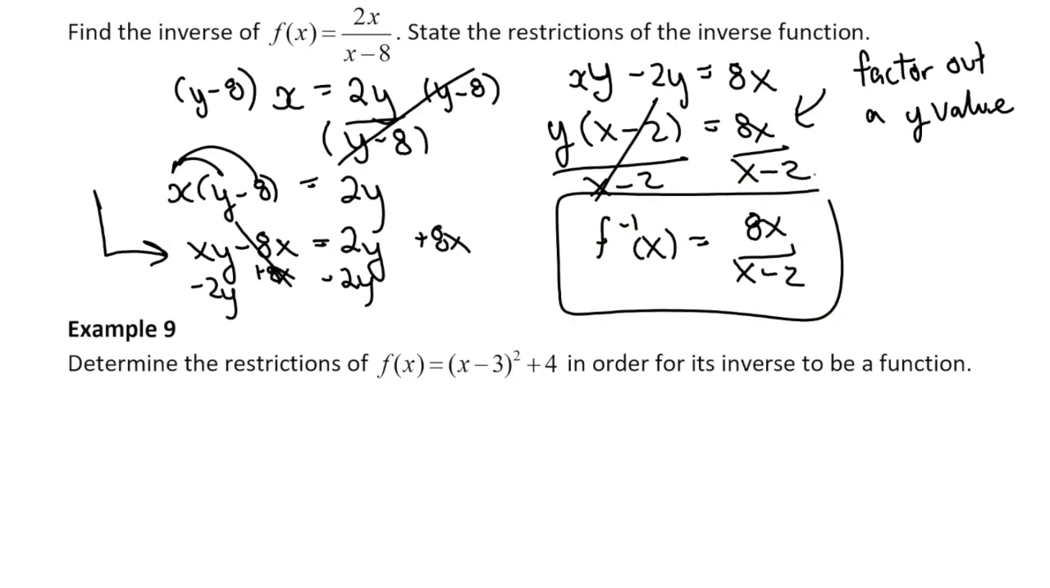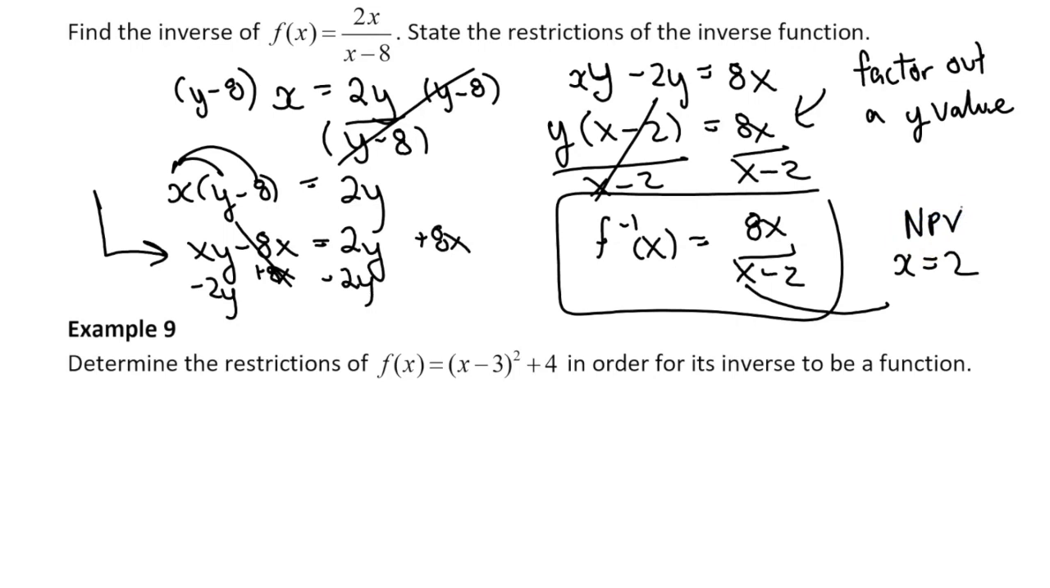Okay, if you want to know what the restrictions are for the inverse function, take a look right here. Do you have a non-permissible value? Do you have something which you could create a 0 on the bottom? And you do when x is 2. So that would be your non-permissible value.